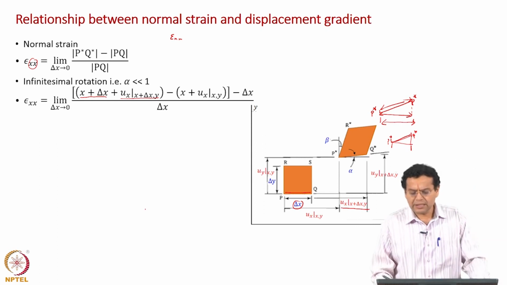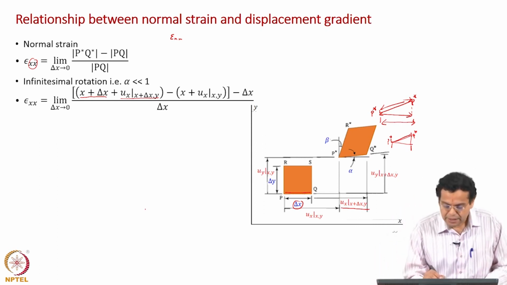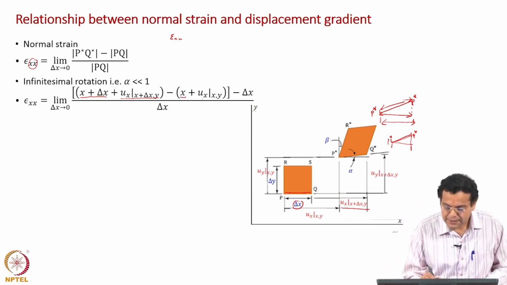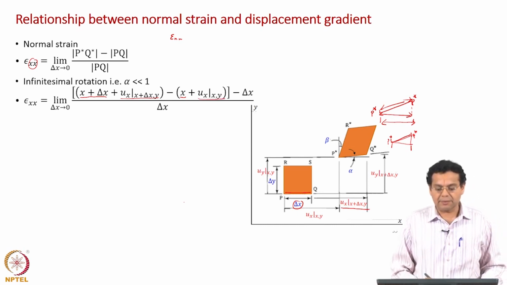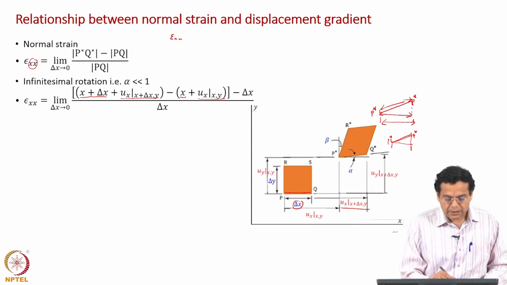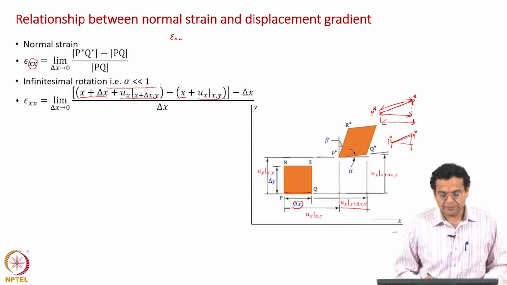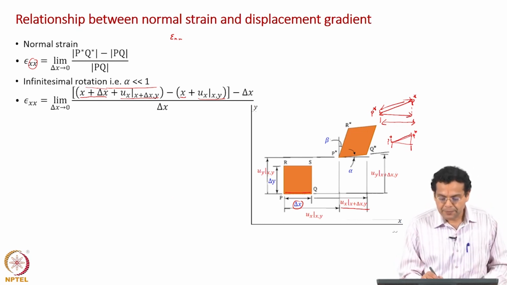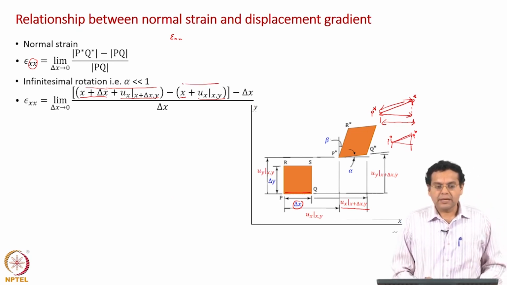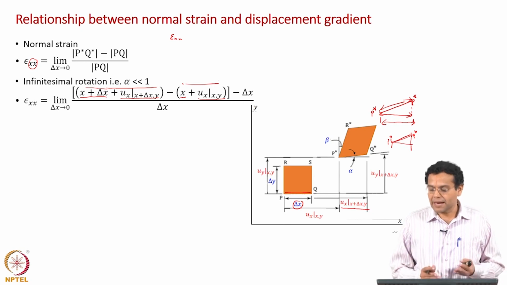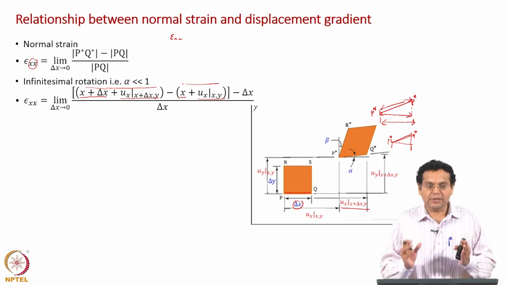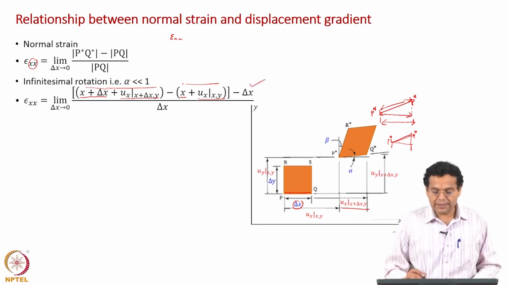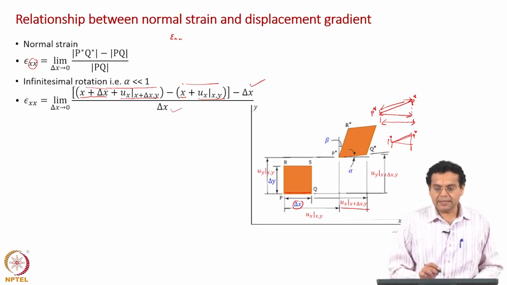What is the x coordinate of P*? Its original x coordinate plus the displacement of point P, which is u_x evaluated at (x, y). So the entire bracket tells the x coordinate of Q*, and these two put together tell you the x coordinate of P*. When you subtract, you will get the length of the projected P*Q*, that is the new length. The old length is delta x, divided by delta x.